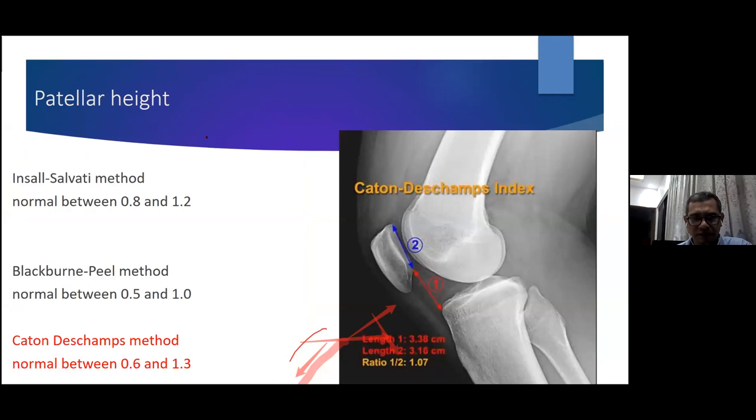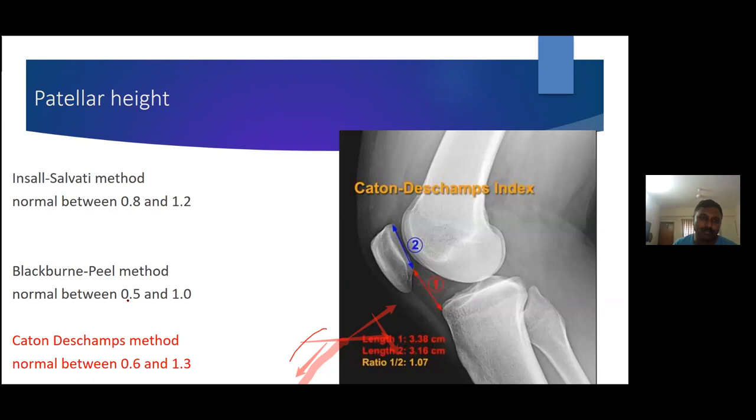Now come to the patellar height. One of the important determinants for patellar instability is the patellar height. There are lots of methods to calculate the patellar height. Later comes the Caton-Deschamps index, which is most commonly used. If the cutoff margin is 1.3, there might be some instability. There are also other ratios like Blackburne-Peel, Insall-Salvati and Blumensaat, but I don't go to these.